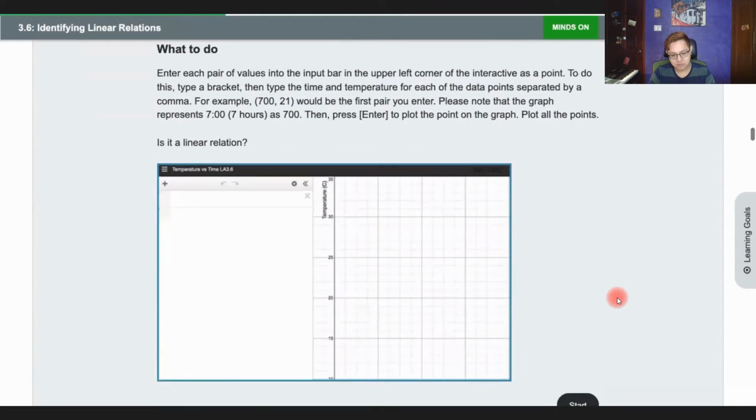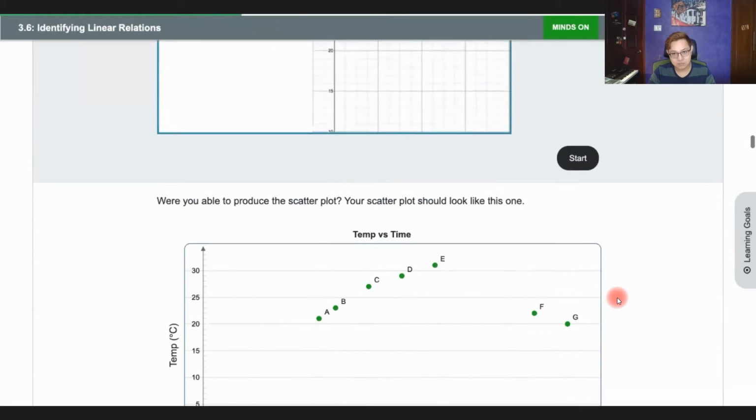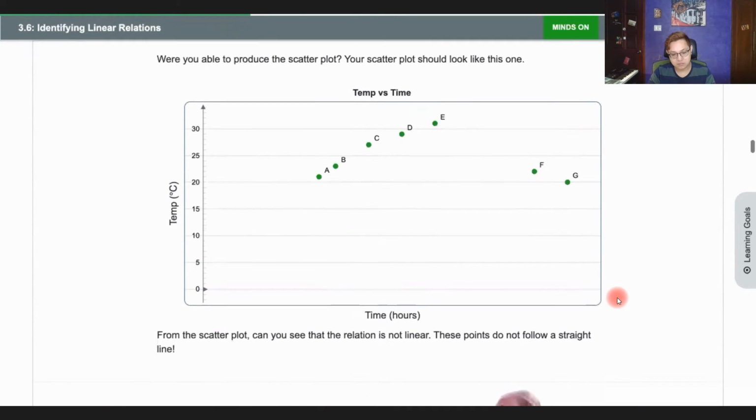So it's like this. This is the graph. This is not a linear relationship. It's non-linear because it's very messy on the graph.